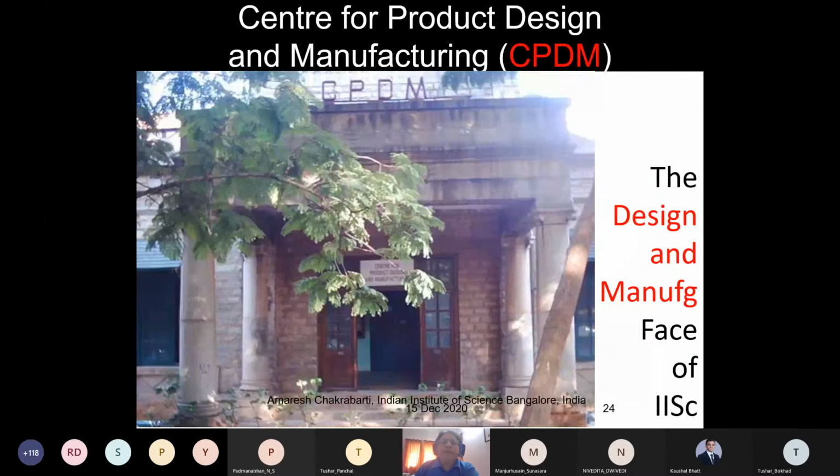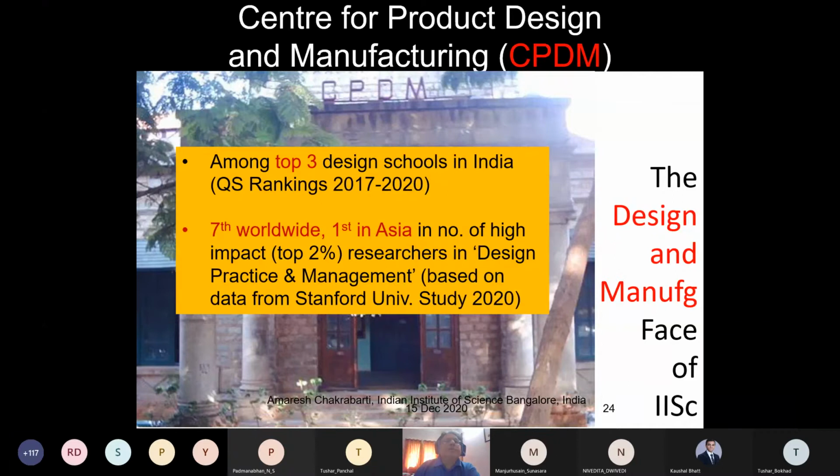Center for Product Design and Manufacturing is the design and manufacturing faculty of IISC. It's among the top 3 design schools in India, according to QS rankings. It's also, if you count the number of high impact researchers, that is the top 2% of researchers in design practice and management, based on a Stanford University study this year, then our department is 7th worldwide and first in Asia in number of high impact researchers. So we are very strong in research, in design.